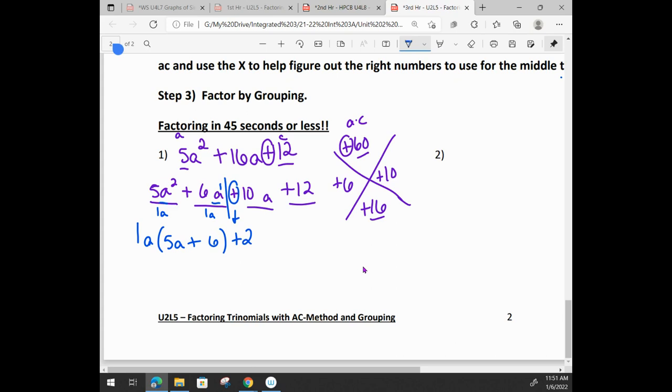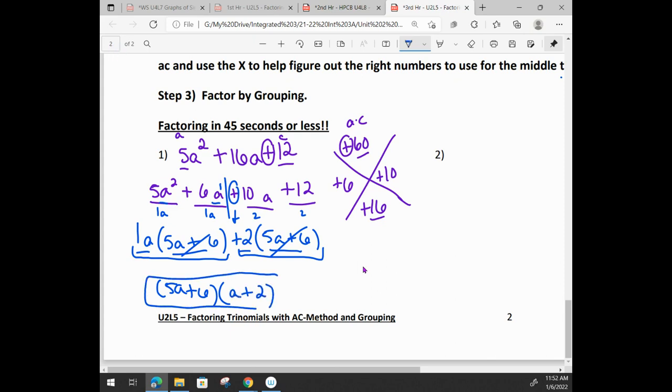So sometimes you factor out a variable, sometimes you factor out just a number, sometimes it's both a variable and a number. Just depends. So when you divide both of these by 2, we now have 5a plus 6 again. So now from both groups, you can see we have a 5a plus 6 in common. So I factor that out and put the a plus 2 together. If you want to put the 1 in front, that's fine, but it's not necessary.